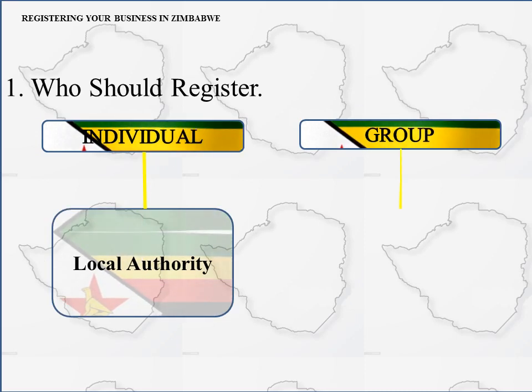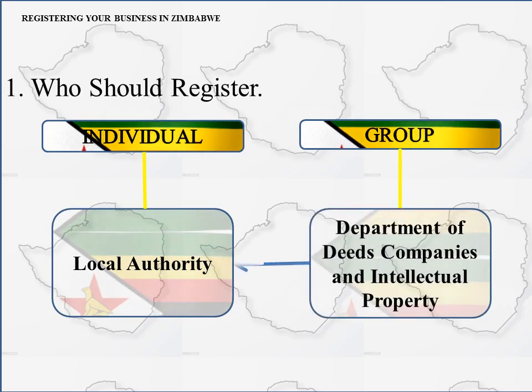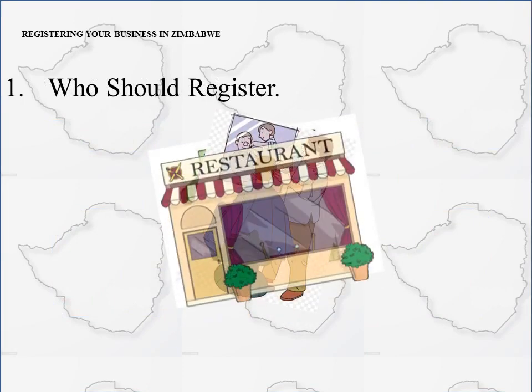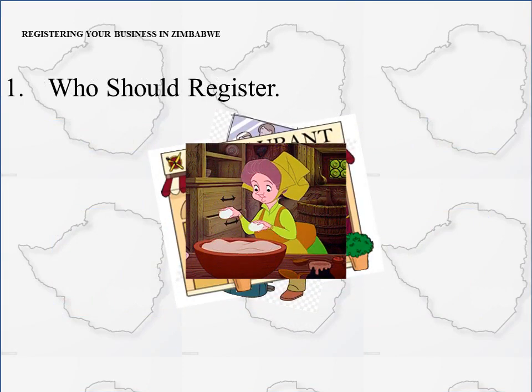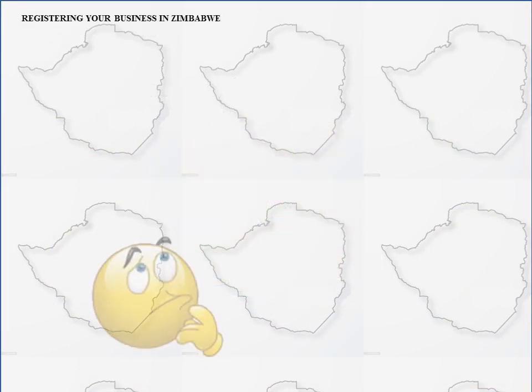The type of registration we are referring to is registration that can be divided into 2. 1. Registration through the Register of Deeds, Companies and Intellectual Property. 2. Registration through local authorities. So whether you're that small grocery store, barber, restaurant, or you bake those delicious cakes for every event, the law of Zimbabwe requires you to register your business.